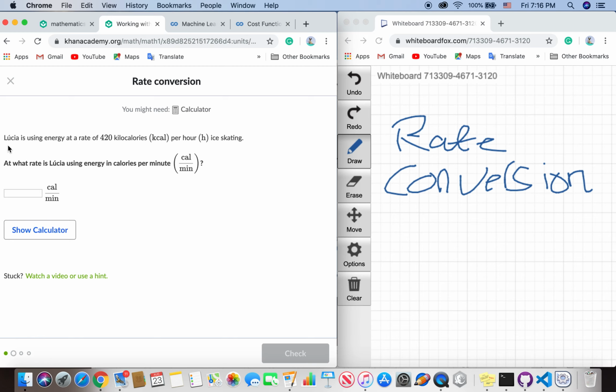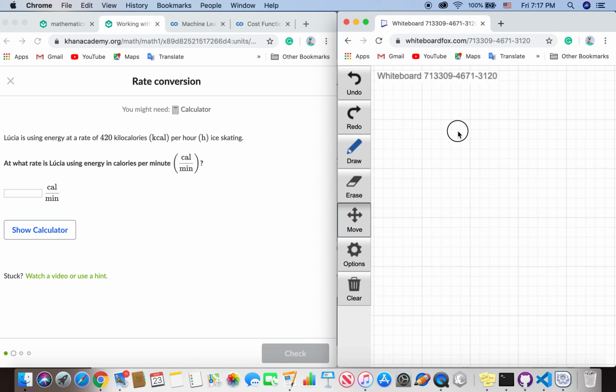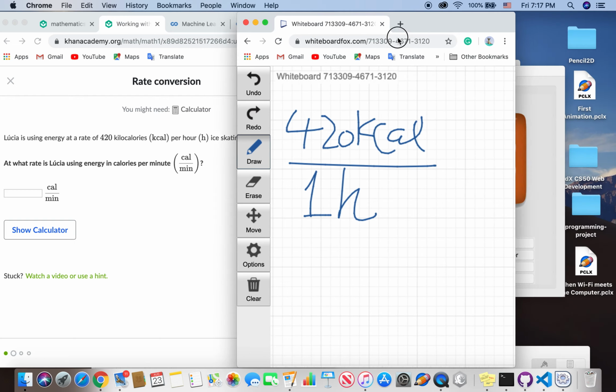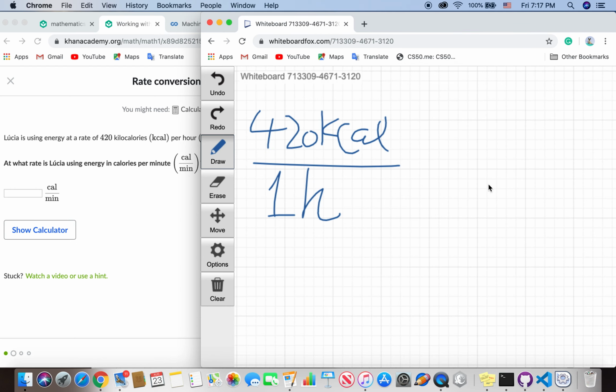Okay, so it said Lucia is using energy at a rate of 420 kilocalories per hour in ice skating. What rate is Lucia using energy in calories per minute? Okay, so what we want to do is change this to something like cal per minute.